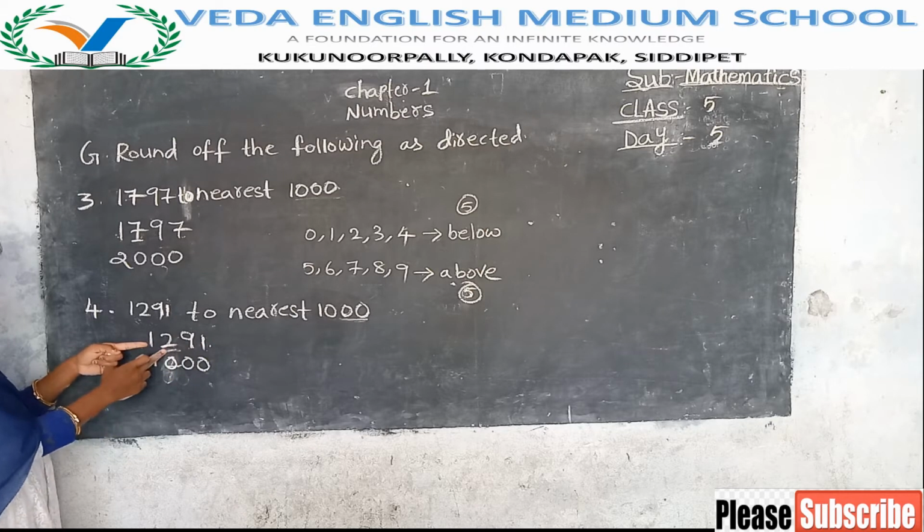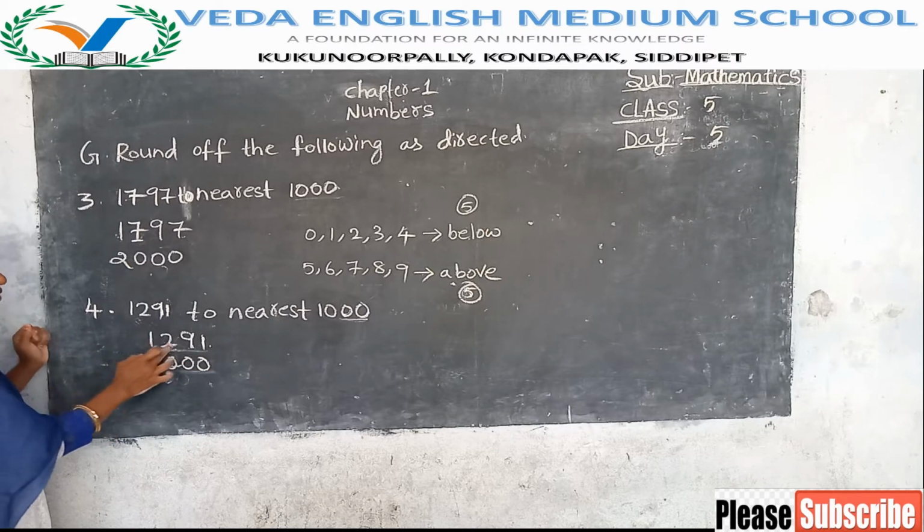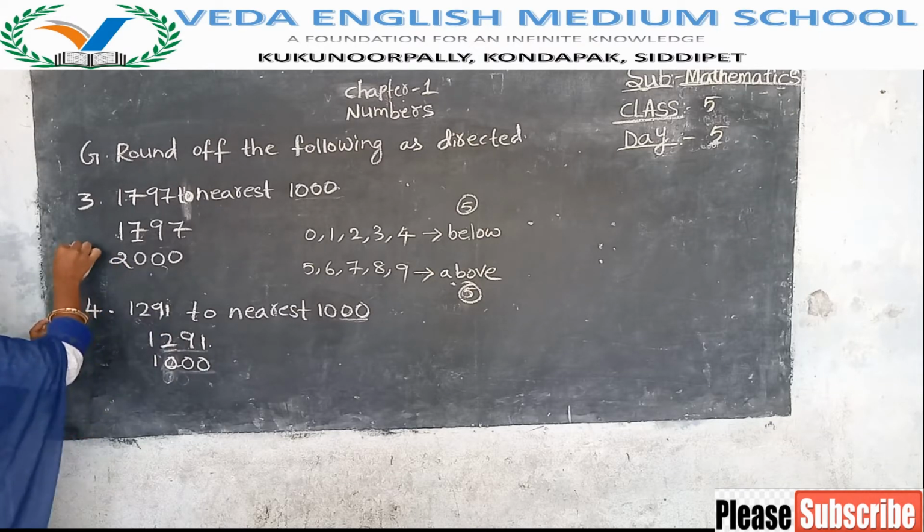1291. Now check the hundreds place number. In the hundreds place you have 2. 2 is below 5. If the number is below 5, then don't increase the next number. We have to write the next number as it is. After 2 the next number is 1. We have to write 1 as it is, and in the remaining 3 places 0. So 1291 is nearest to 1000. Like this we have to find. Then don't worry about this topic.